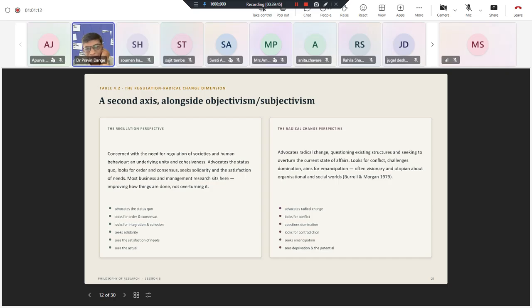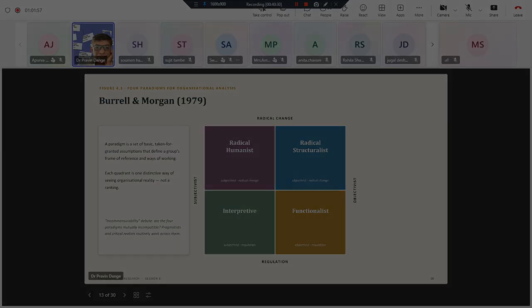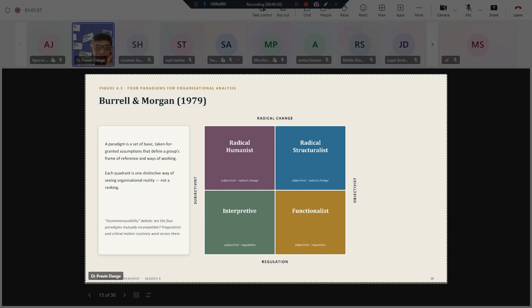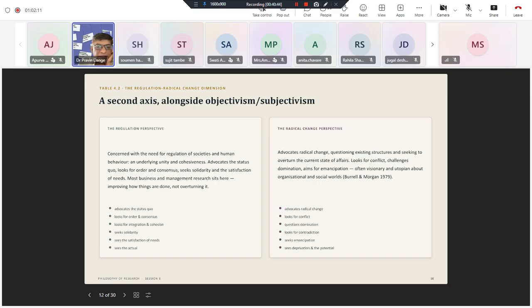Alongside objectivism and subjectivism extremes, Burrell took one additional dimension. One extreme is a regulation perspective, and the other end of the continuum is a radical change perspective. So he divided it into these four quadrants, right? So the extremes of the continuum. Can you see this? Based on these two extremes, he divided into four quadrants. Radical change and subjectivist is radical humanist. Radical change and objectivist is radical structuralist. Objectivist with regulation perspective is functionalist, and a subjectivist with regulatory perspective is interpretivist. These four quadrants are the explanation of the dimensions.